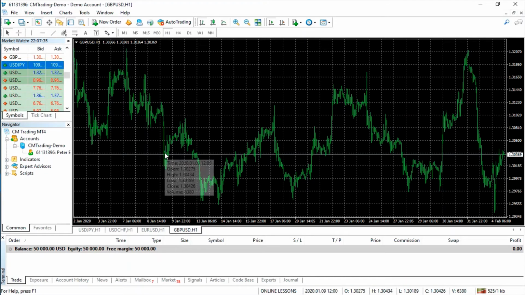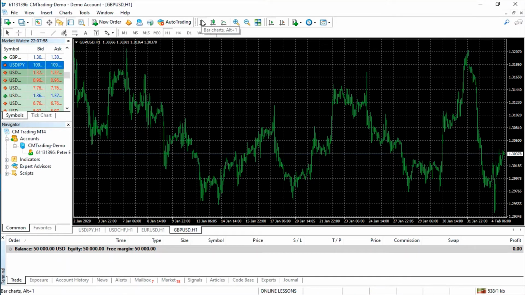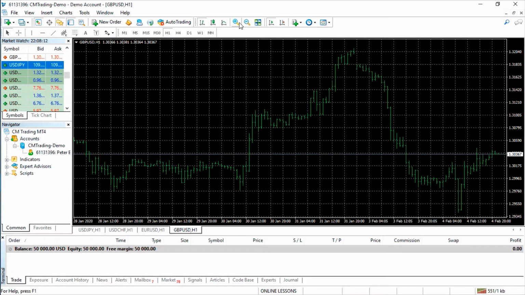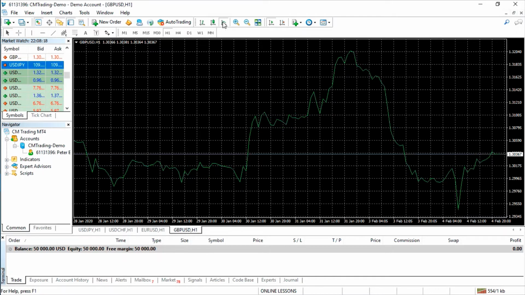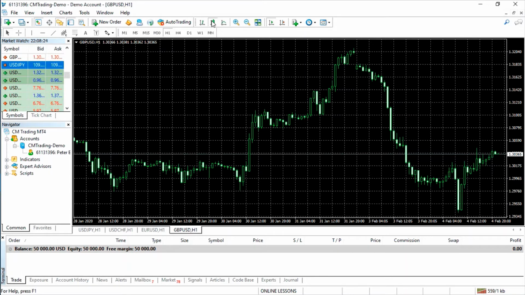After that, the next thing we're going to look at is the type of charts. In the forex market, we have several types of charts. The first one is the bar chart, then we have the candlesticks, and then the line charts. I'll click on them so you can see. This is the bar chart, and you can zoom in and zoom out to have a clear view. We have the candlestick, then the line chart. You can see the difference, but in forex we're going to focus on the candlesticks.